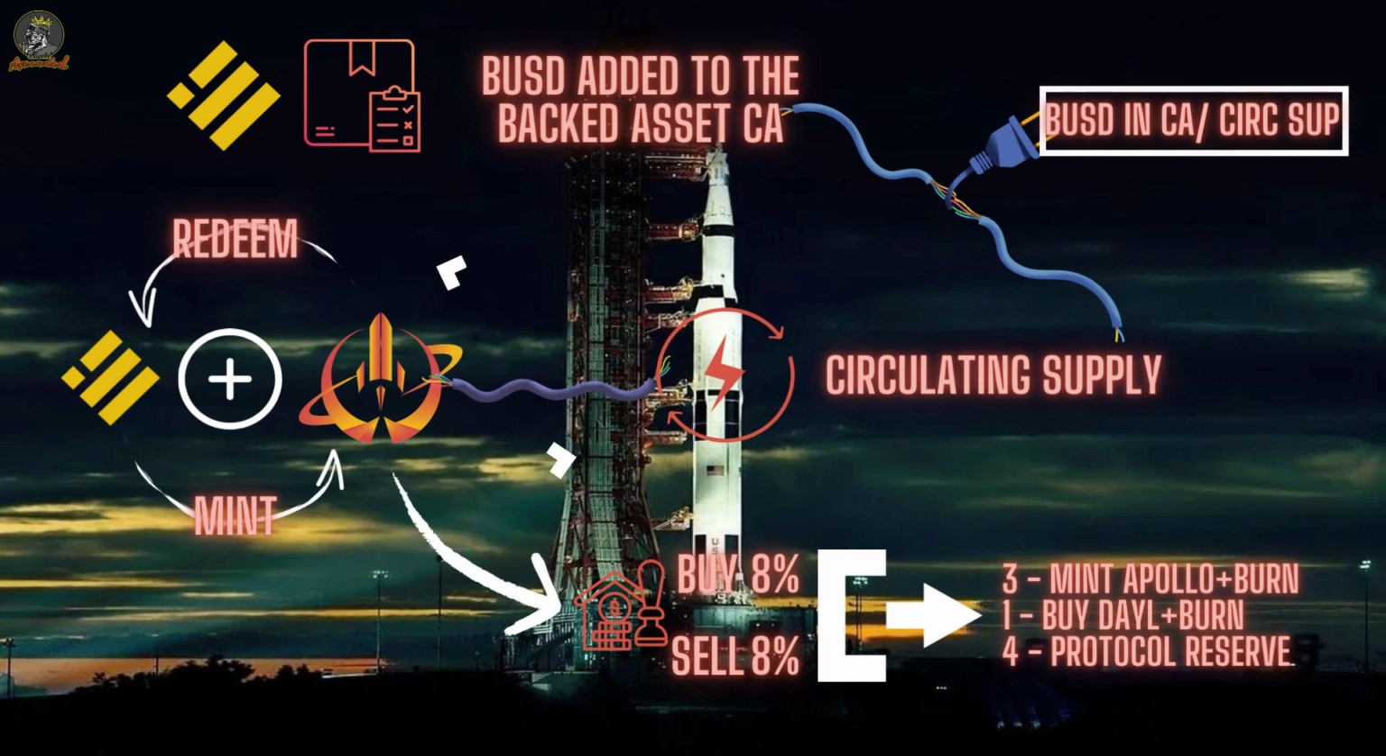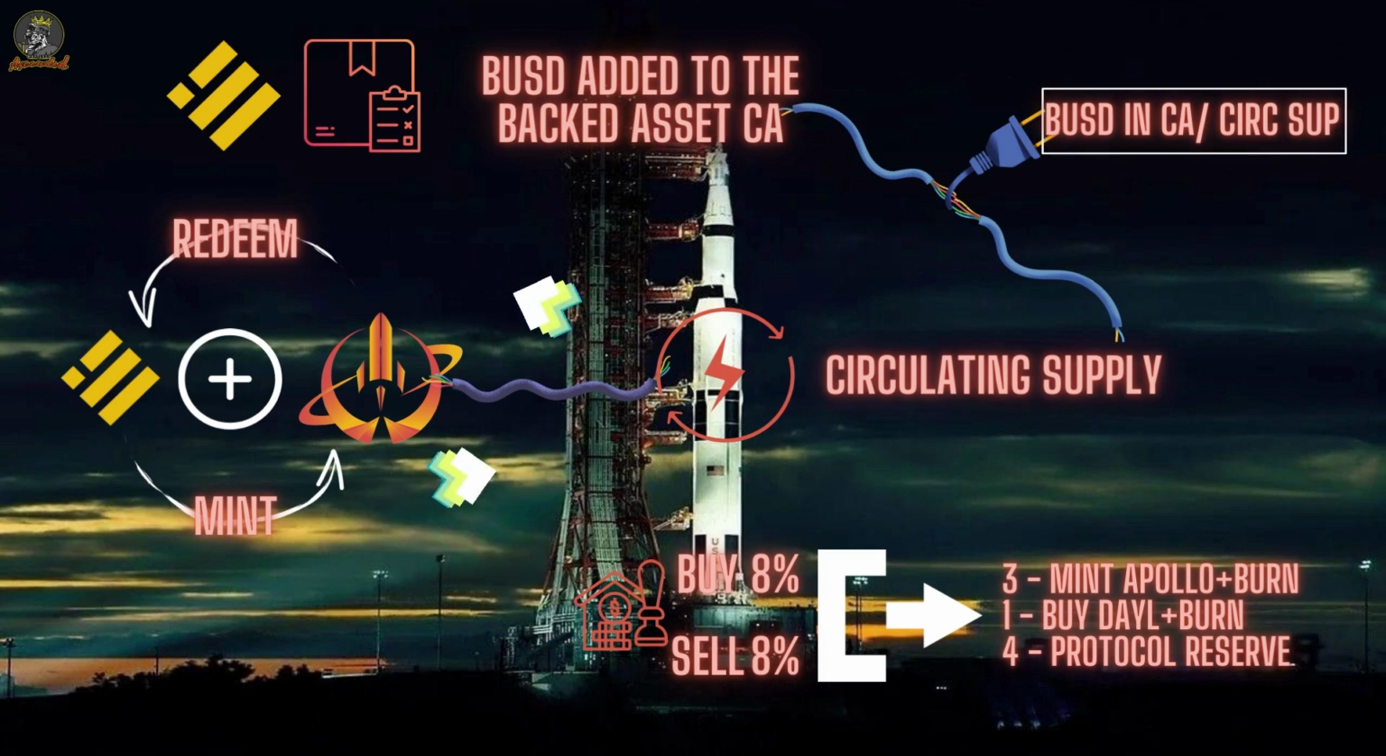Now, you can argue that if, for example, the minting and the redeeming offset each other, then technically the circulating supply, there's no effect on that, but you'd be wrong. So yeah, in essence, minting does increase the circulating supply of the Apollo token and redeeming reduces it, correct? Because when you redeem, you take away BUSD and you reduce the circulating supply of Apollo.